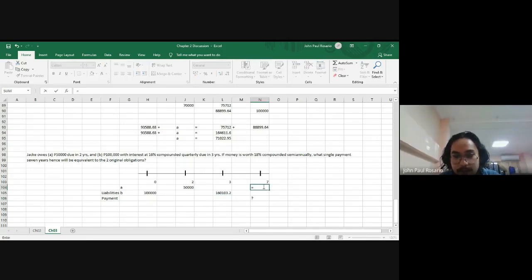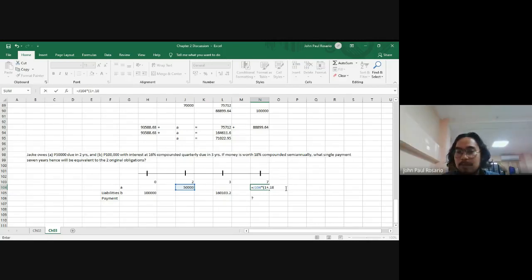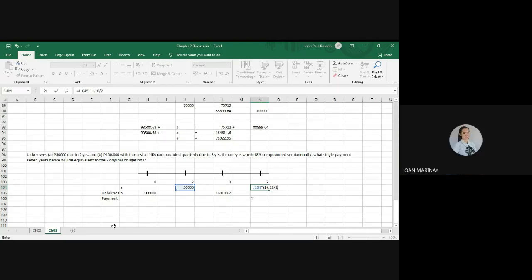So actually, everything is brought to the future, to year 7, so we use future value for all. So it equals 50,000 times 1 plus, which percentage do we use, 16 or 18? 18, sir. Yes, because that is the general interest rate, while the 16% is only specific to the interest-bearing liability.